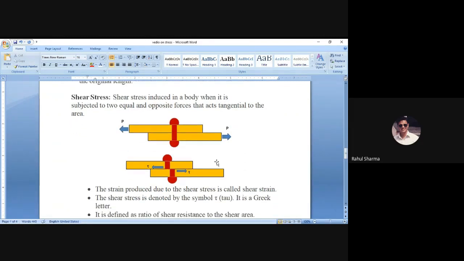Now you can see in the next diagram, the failure in the rivet, if it occurs, will be somewhat like this. And you can see the stress which is generated parallel to the cross section of the surface is denoted by the symbol tau, that is shear stress. So the strain that is produced by shear stress is known as shear strain. And as I've already told you, the shear strain is denoted by a symbol tau.